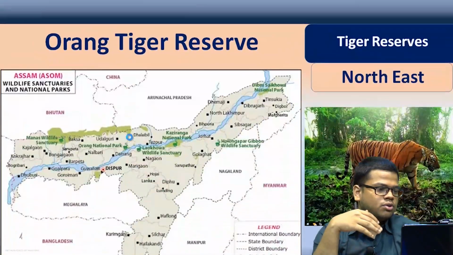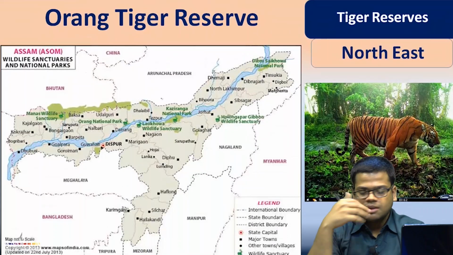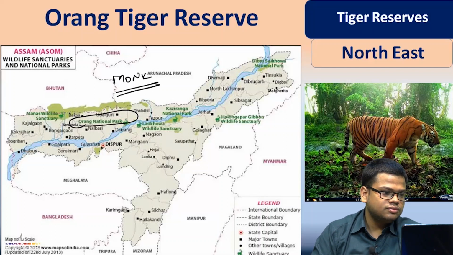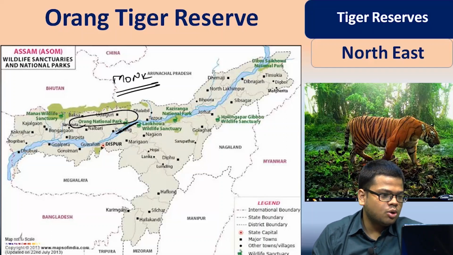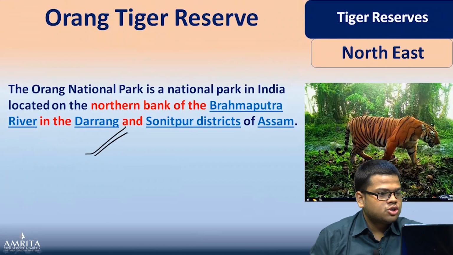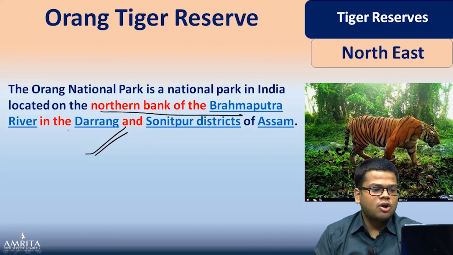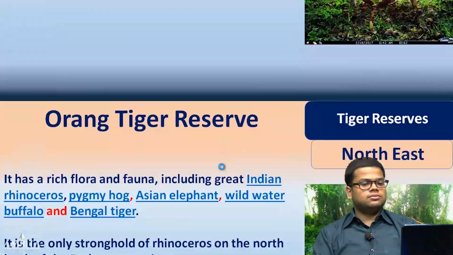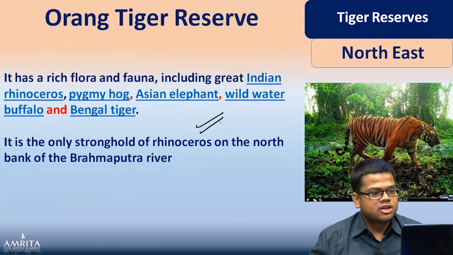Let's finish this. A few others are remaining. Next coming is the Orang National Park, already discussed within the monk. You can see the location here is very close to the Brahmaputra. So it is a national park located at the northern bank of the Brahmaputra river in the Darang and Sonitpur district of Assam. It has very rich flora and fauna, including the great Indian rhino, pygmy hog.